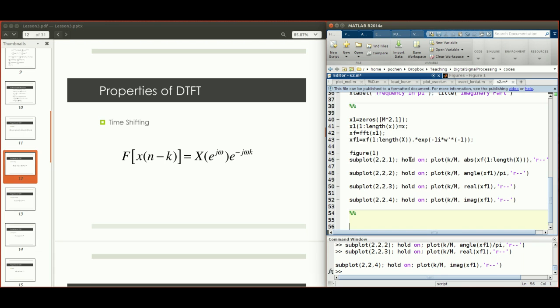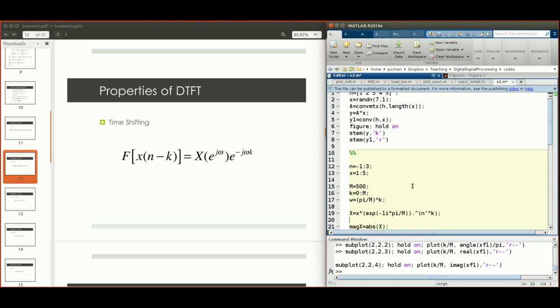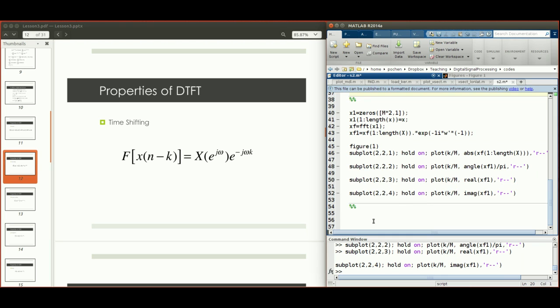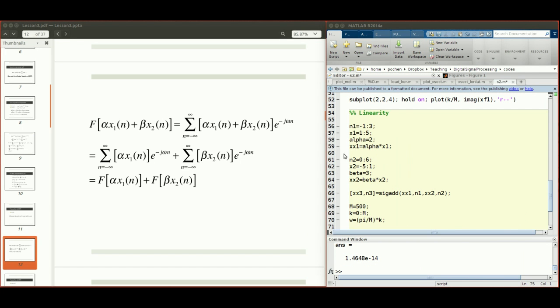So that's the second part of our DFT example, right? And now let's look at the properties of DFT in more detail. Let's try to look at those properties in more detail, right? So now let's try to verify this linearity property, right?